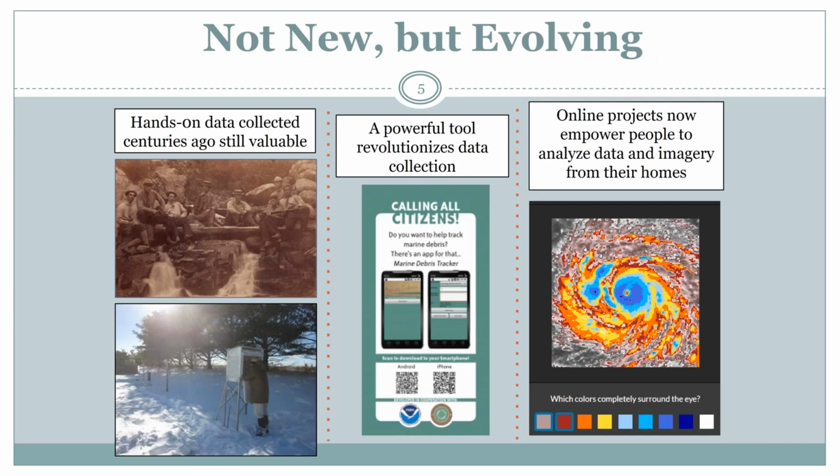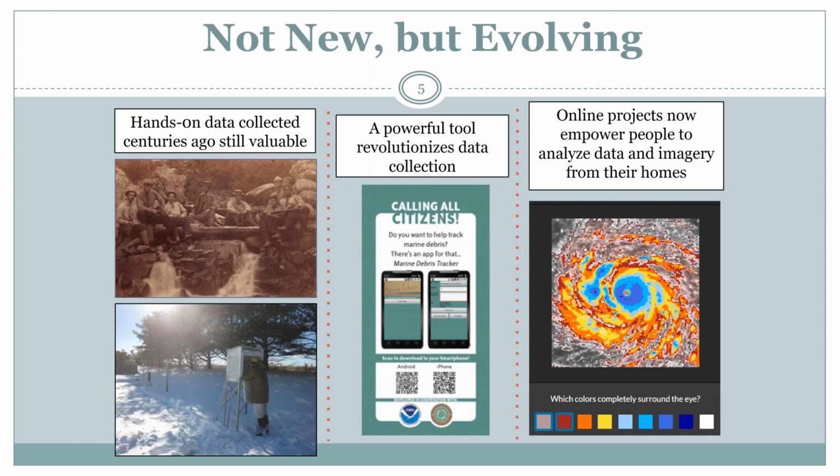And this is not new at all, but it's evolving rapidly. This first photo here is a group called the Champlain Society, which formed in 1880. And it was a group of undergraduate students who then involved local community members who wanted to take measurements at Mount Desert Island in Maine.